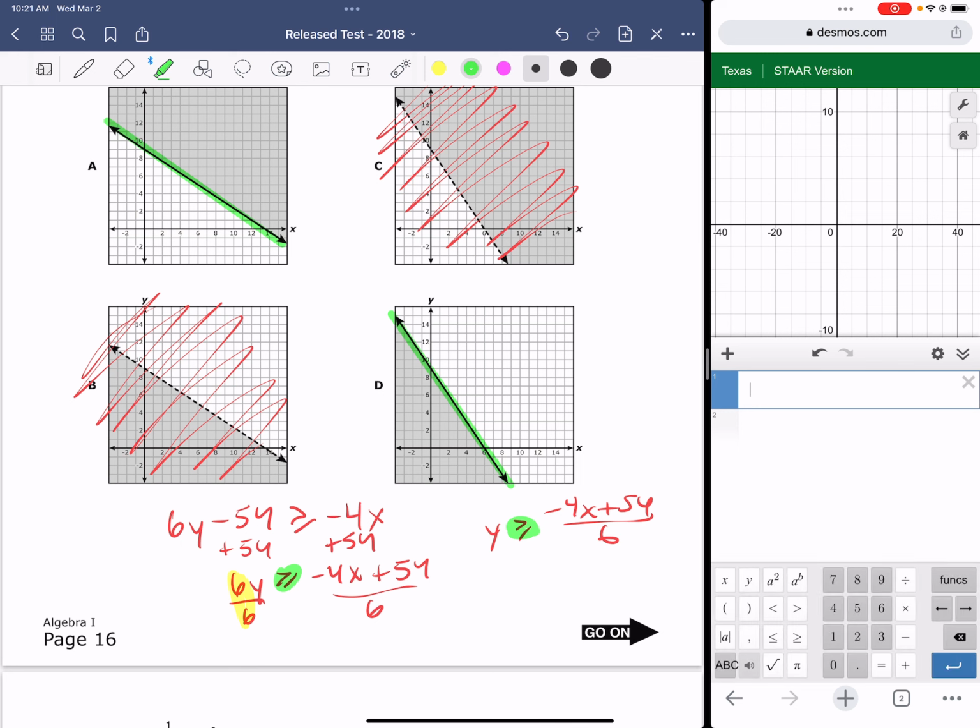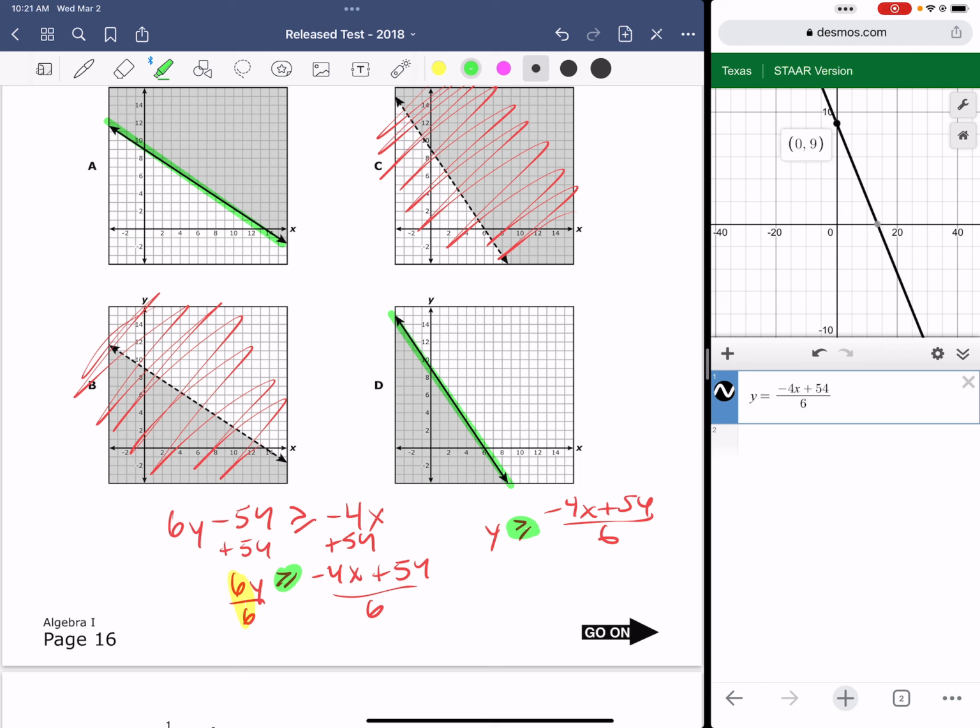Now coming over to Desmos to graph this line. Don't type in greater than or equal to, because Desmos test mode won't allow you to do that. We just want to type in the linear function so that we can get an idea of what it looks like. We see that this function crosses the y-axis at 9 and it crosses the x-axis at 13.5.